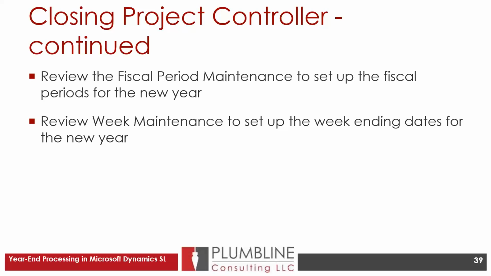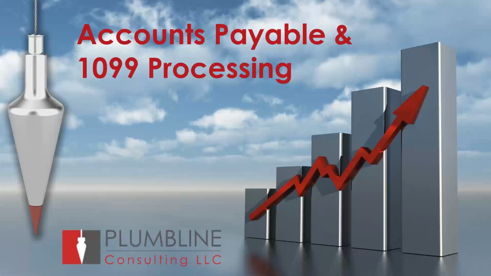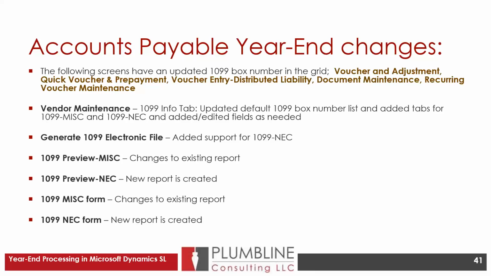Let's talk about accounts payable. There's a lot of changes happening with AP this year. The following screens have an updated 1099 box number in the grid: the voucher and adjustment screen, quick voucher and prepayment, voucher entry and distributed liability, document maintenance, and reoccurring voucher maintenance.